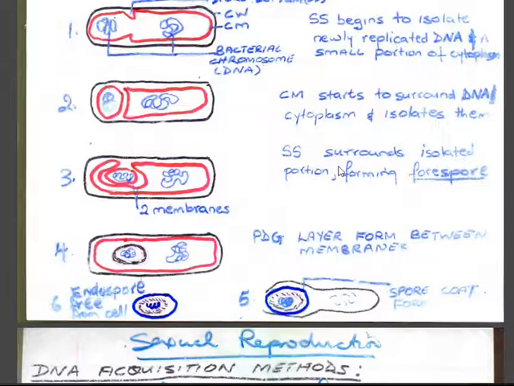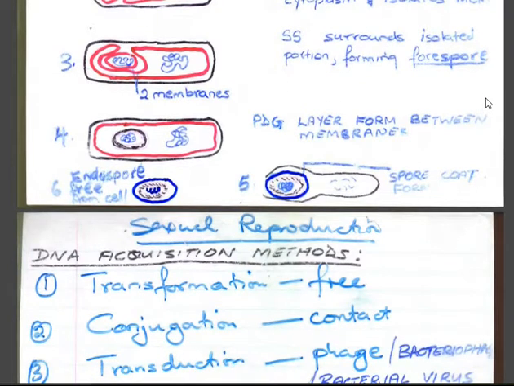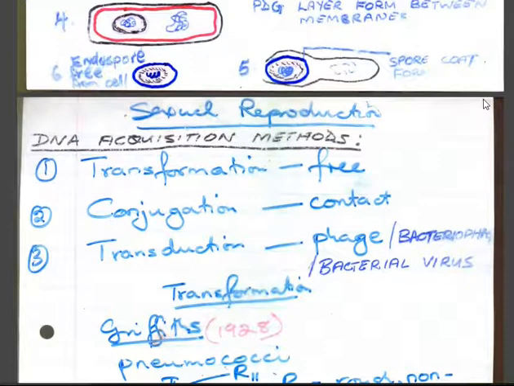The steps that are followed are outlined here. This is called a forespore. There will be a slide later on that will show you the layers. We have an exosporium, etc., which are the layers that cover the endospore. Virtually, that is asexual reproduction.